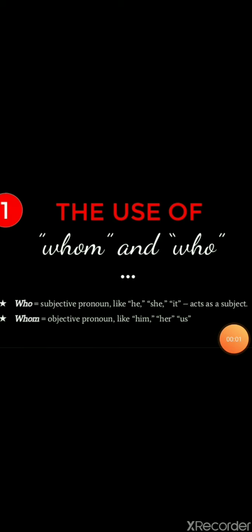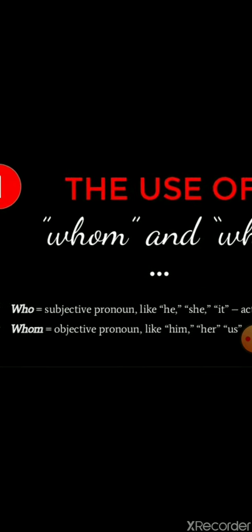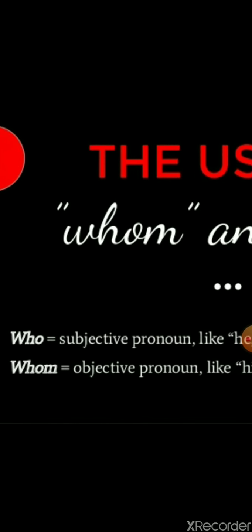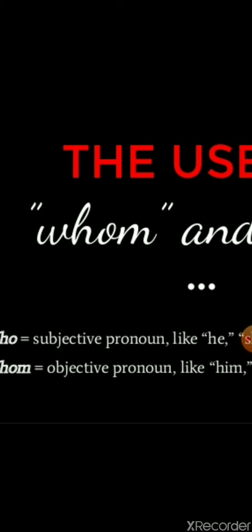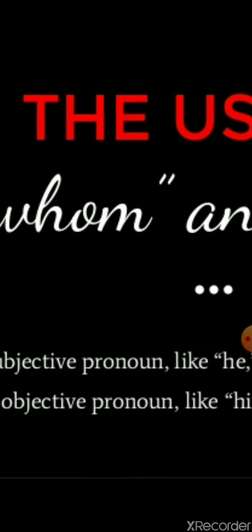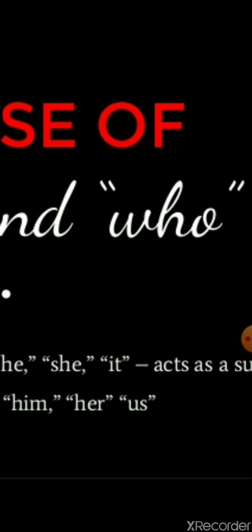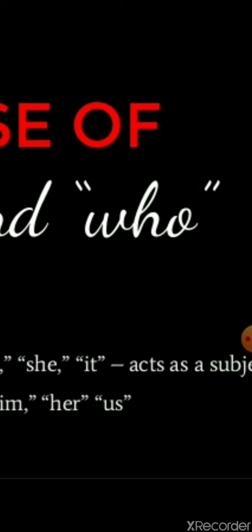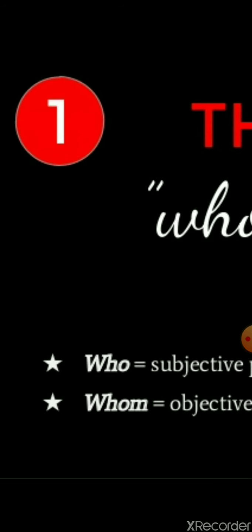Okay guys, in the series of common errors we are here with the use of whom and who. Very simple. Just look at the words: where who should be, where whom should be. Who will directly go with the subjective pronoun. If in the sentence you see he, she, it, meaning they are acting as a subject, then there should be who. If there is whom, that means that is the erroneous segment of the sentence.